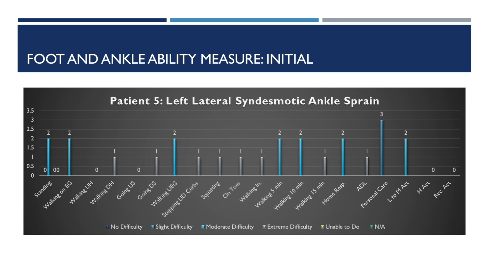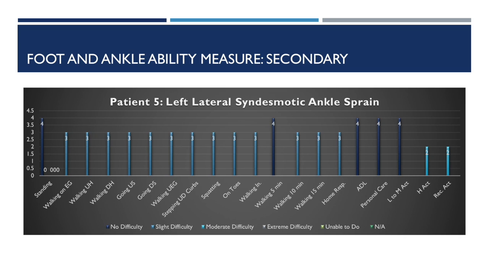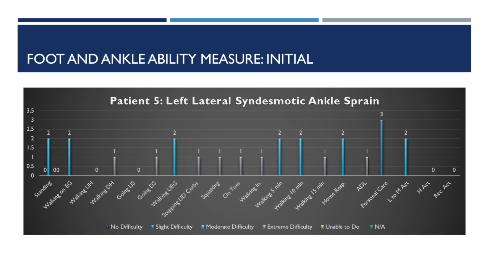Looking at our specific instrument for foot and ankle ability measure for our patient with left lateral syndesmotic ankle sprain, you'll see that the patient himself has several difficulties to include going up and down stairs, up and down hills, activities of daily living, squats, increasing walking time, and so on and so forth. So the patient wasn't really able to do much. Over the course of the 10-day treatment, this does improve significantly.